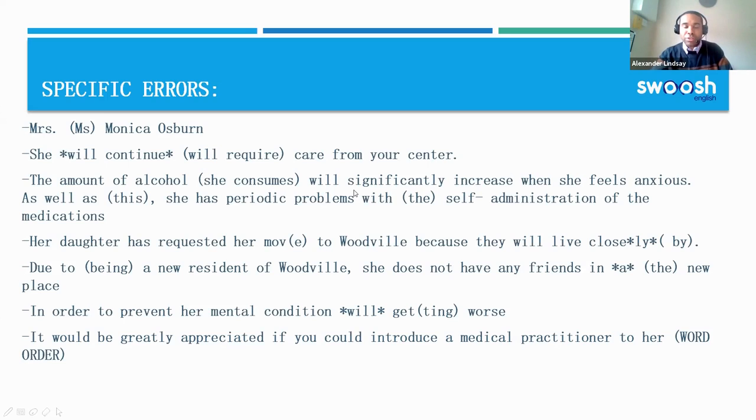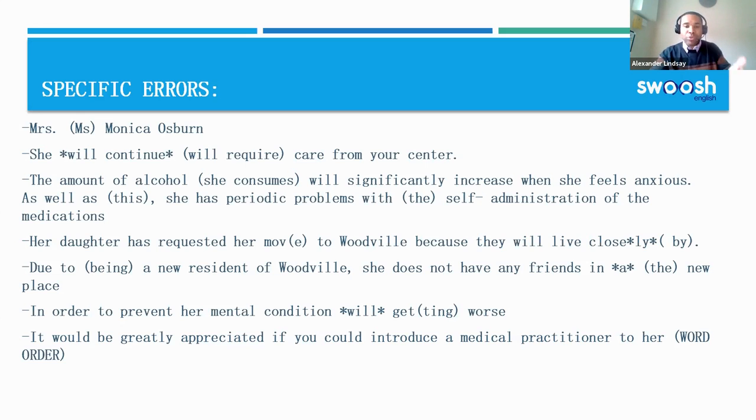The amount of alcohol she consumes, so she missed that. I'm adding in grammatical information here, will significantly increase when she feels anxious, as well as this. So again, using a grammatical reference term, she has periodic problems with the self-administration of medications. In this case, it says the medication. It'd probably be better actually to say of her medication to avoid the repetition of the in this case. Her daughter has requested her move to Woodville. So in this case, move being used as a noun.